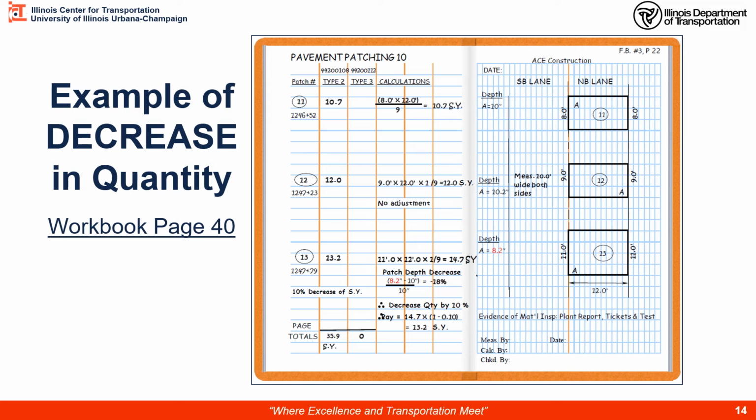I look at my chart. For a decrease of 18%, I have a change in quantity of 10%, and this is a decrease because I was thinner. So I can take 1 minus the decimal of my percent change. So 1 minus 0.1 is 0.9 times my calculated area, 14.7, gives me 13.2 square yards.